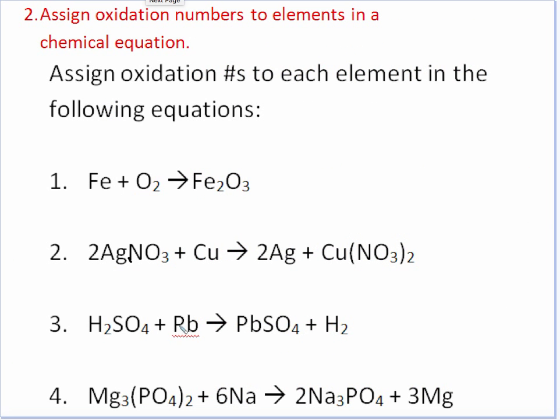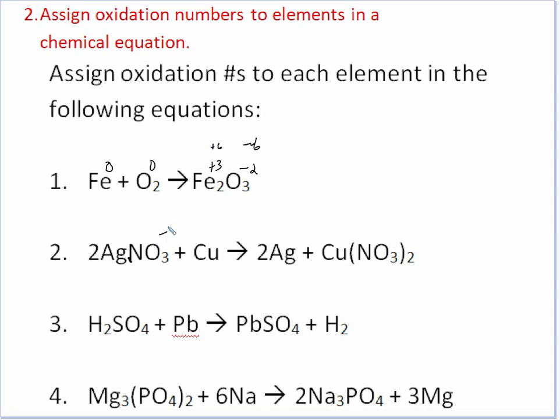Let's try a few more here. Let's say you have a chemical equation and we're trying to assign oxidation numbers to everything. So iron's by itself, it's 0. Oxygen's by itself or with itself, 0. This oxygen's -2, that makes this iron +3. 3 times -2 is -6, and 2 times +3 is +6.